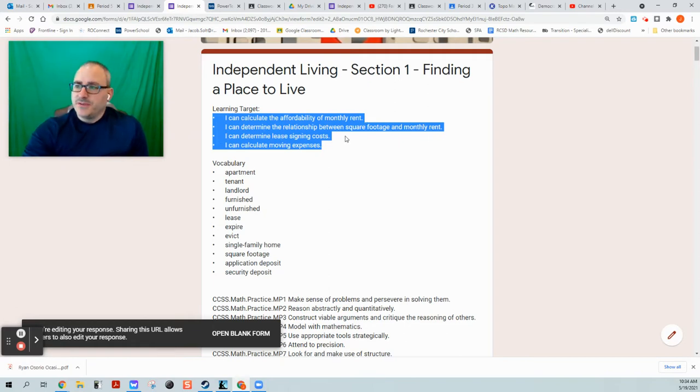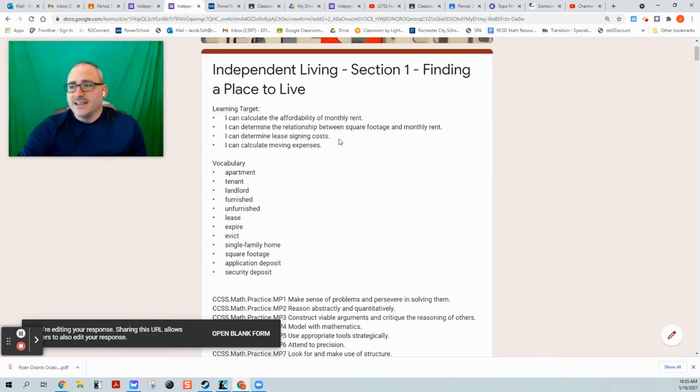I can determine the relationship between square footage and monthly rent. We started doing that yesterday. We looked at various apartments. They had square footage listed as an X value, and monthly rent listed as a Y value. We put this information into our calculators, ran a linear regression, got an equation, and looked at the correlation coefficient. We determined that as the square footage goes up, as the apartment gets bigger, the rent increases fairly reliably. I can determine lease signing costs, and then I can calculate moving expenses.